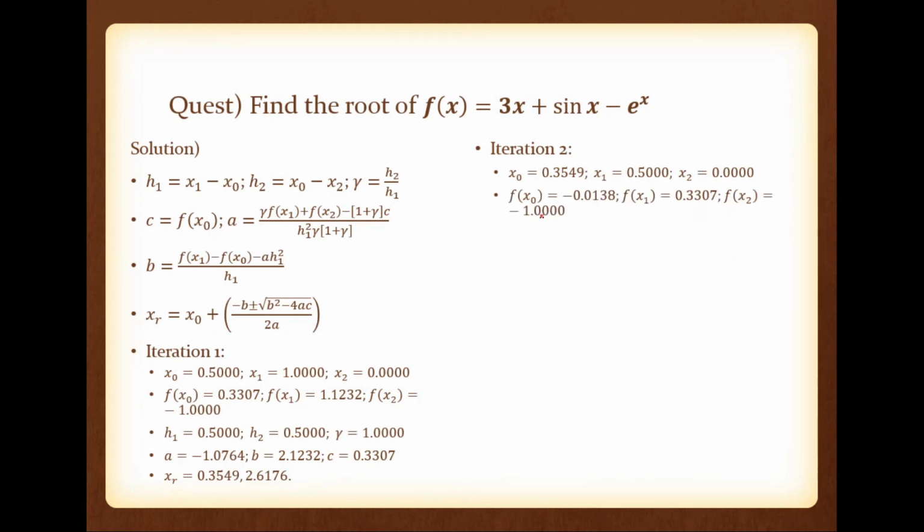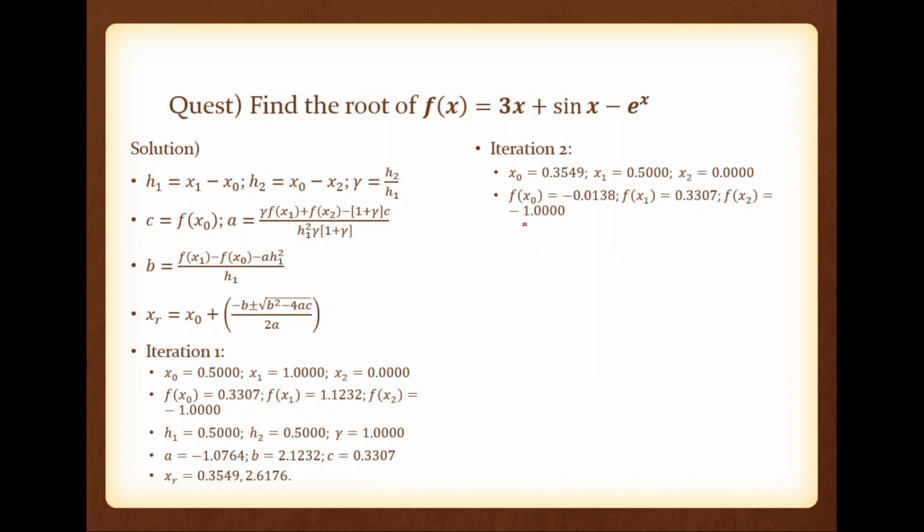So f of x0 is equal to minus 0.0138. F of x1 is equal to 0.3307. F of x2 is equal to minus 1. So these are the function values at x0, x1, x2. F of x0 is equal to minus 0.0138. F of x1 is equal to 0.3307. F of x2 equal to minus 1.0000.